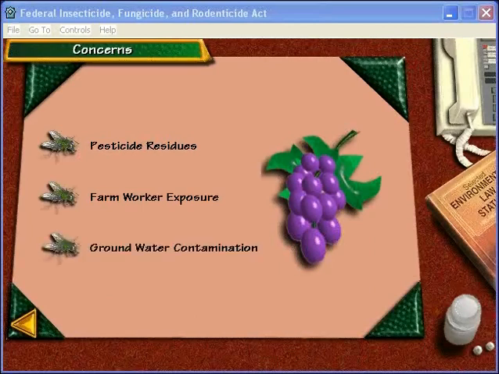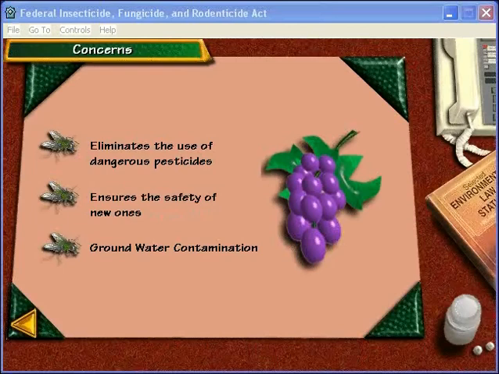Pesticide residues in food, farm worker exposure to pesticides, and groundwater contamination continue to contribute to a growing unease over the widespread use of pesticides. The Federal Insecticide, Rodenticide, and Fungicide Act helps mitigate these concerns by eliminating the use of dangerous pesticides, ensuring the safety of new ones, and requiring that all pesticides are handled properly.